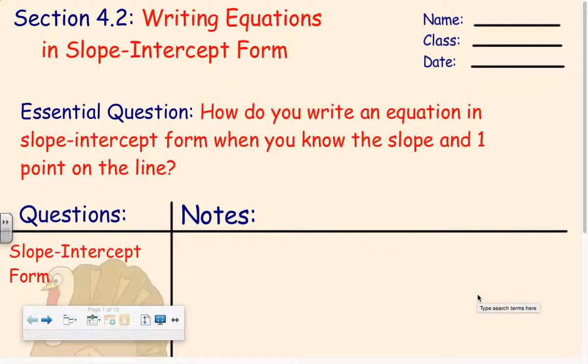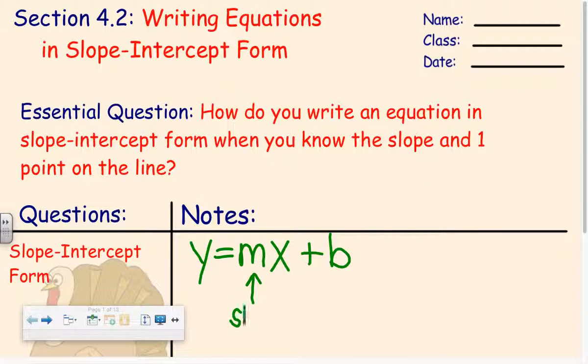Section 4.2, writing equations in slope-intercept form. Essential question: How do you write an equation in slope-intercept form when you know the slope and one point on the line? Slope-intercept form is y equals mx plus b, where m is our slope and b is our y-intercept, or where the line crosses the y-axis.